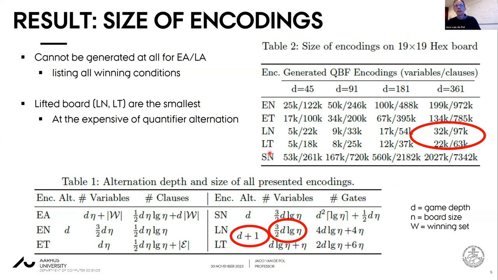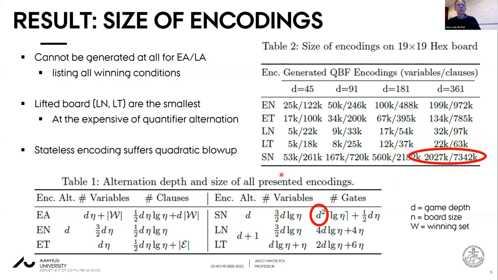Then we were very happy to find this SN encoding, the stateless encoding. This also is log N. You see that here. It's also log N. But unfortunately, there is a D square penalty here. And you see it here. If you increase the depth, then here we have a 2 megabyte formula in SN, and it's really suffering from this depth. This D square is hurting. That's where the stateless encoding suffers. So the LT and the LN encodings are really the most concise encodings, which doesn't mean that you can solve the game as fast. Actually, we found that with ET you can solve the game faster, but that will be at the end of the talk.